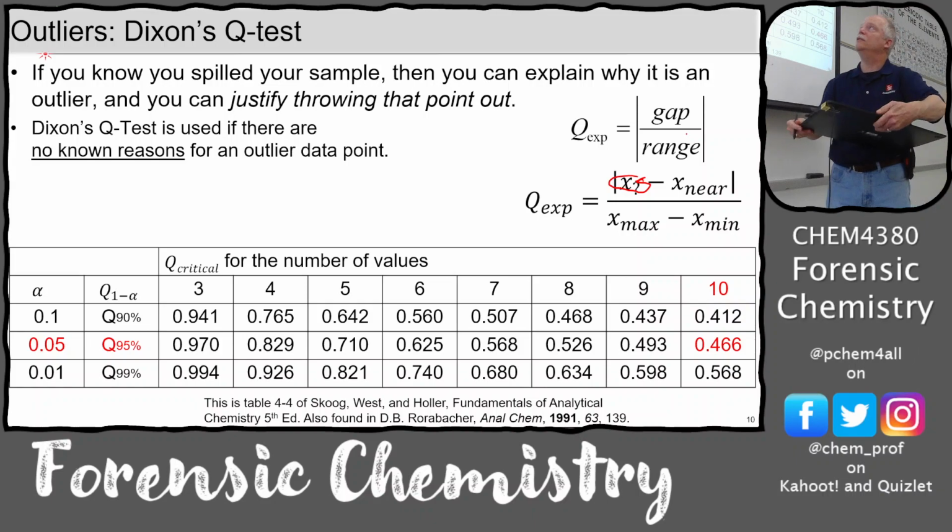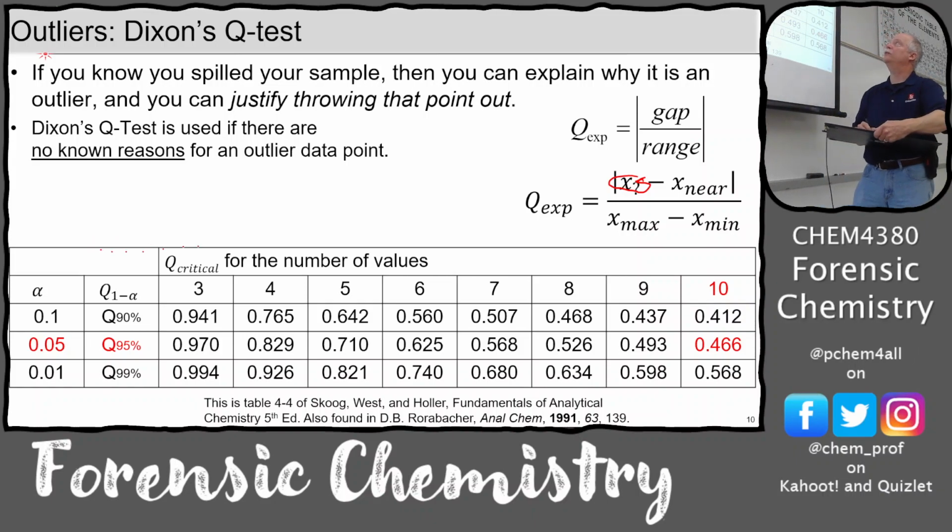So if there's no known reasons for an outlier data point, you can use this. So we take this gap over here. So we take that number and subtract the nearest number to it. So if it's the maximum, we take the maximum and we find the gap to the nearest number next to it. If it's the minimum, the same thing. The minimum number minus the one next to it. And we don't want that to be negative. And so we take the absolute value, right? We're just trying to get the gap over the range. And so we're taking how much of the range is captured by that gap is the question.